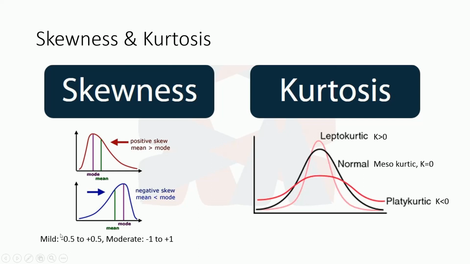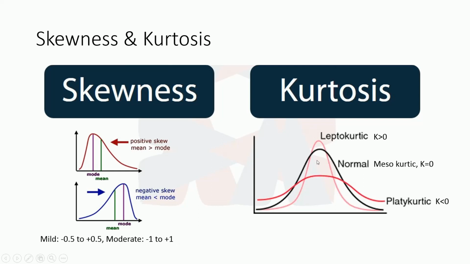But if you get the statistic number to lie between minus 0.5 to plus 0.5, then we are talking about the data being mildly skewed only, or basically the other way to call it is the data is approximately normal. If the number lies from -1 to +1, then we are talking about a moderate skewness. But if the number lies more than +1 and less than -1, then we are talking about highly skewed data.